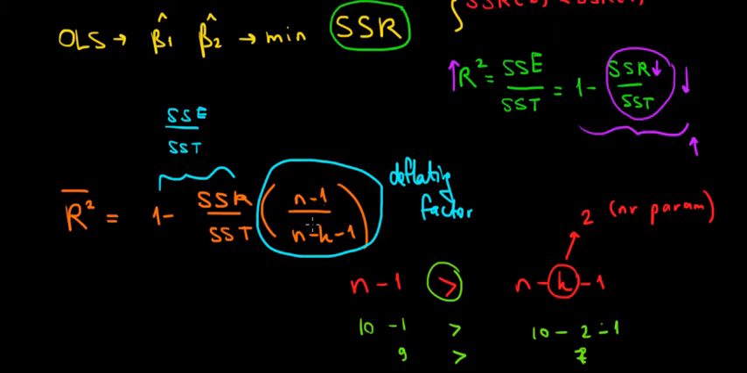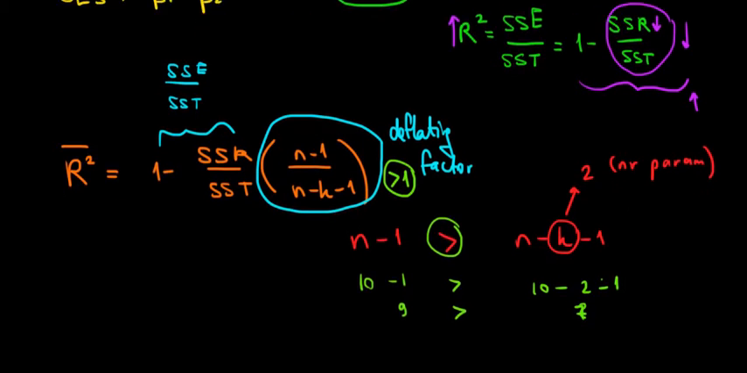Now, n minus 1 divided by n minus k minus 1, if we take the ratio of these two, and we know that this value is greater than the other value, the ratio of them is also going to be greater than 1. So 9 divided by 7 is also greater than 1, right? This deflating factor is greater than 1. This is one more point. And now look where this is going.